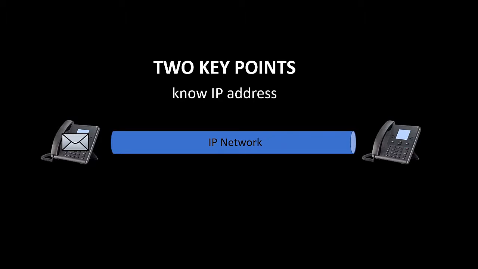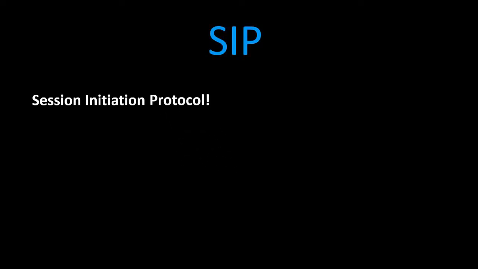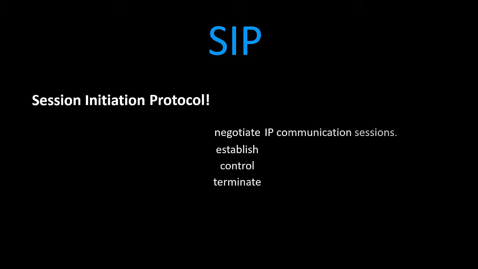IP devices use unique IP addresses to let other devices know their location. They also use codecs, which are essentially the languages they speak. Each IP device must know the IP address and codec of another device in order to carry on a conversation. But how do devices find these two crucial bits of information about other devices? Well, they use a protocol. And Session Initiation Protocol, commonly known as SIP, allows devices to do this perfectly. SIP negotiates, establishes, controls, and terminates IP communication sessions.